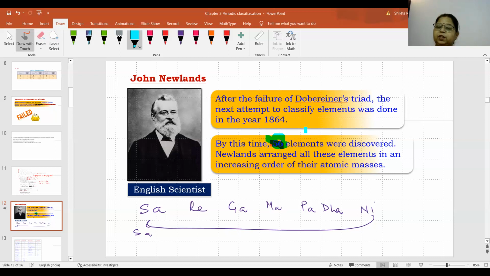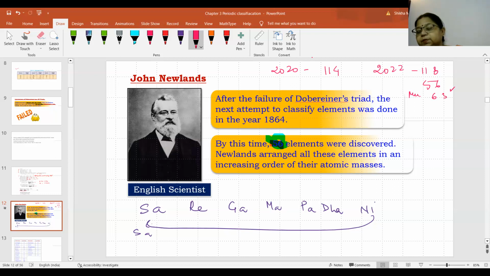2 years ago, we knew only about, not 118, 114. If somebody asks how many elements were known, you have to put a year there, right? That is 2 years ago, that is 2020. We knew about the existence of only 114 elements. Comes 2022, we know the existence of 118. This Newlands knew about 56 and Mendeleev knew about 63 elements, right?